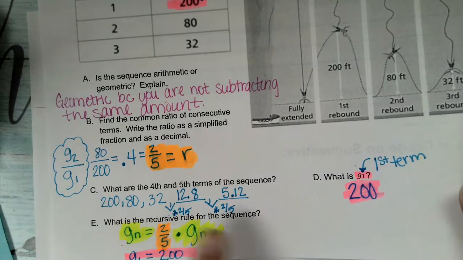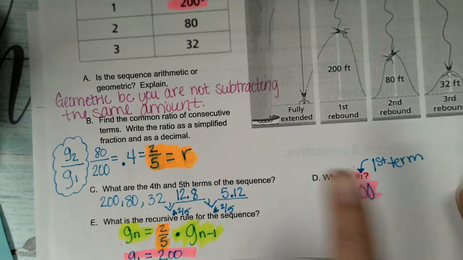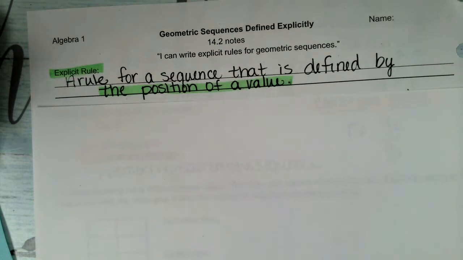So like if you wanted the eighth position, you would have had to list out all 7 in order to be able to get to the eighth. Well, today what I'm going to teach you is the explicit rule, and that's a rule for a sequence that is defined by the position of a value. So no longer will you have to list out the entire sequence. You can instead just jump to that position number and know exactly what that value is.